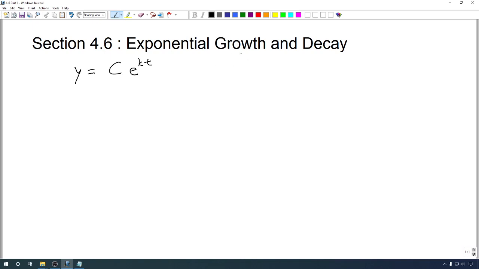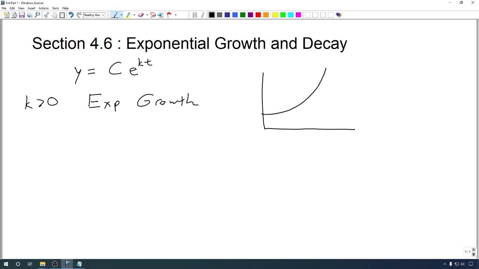If the k here is positive, then we're dealing with exponential growth. And our model looks something like that. The k here actually controls how quickly this grows. The c is actually related to where we start.